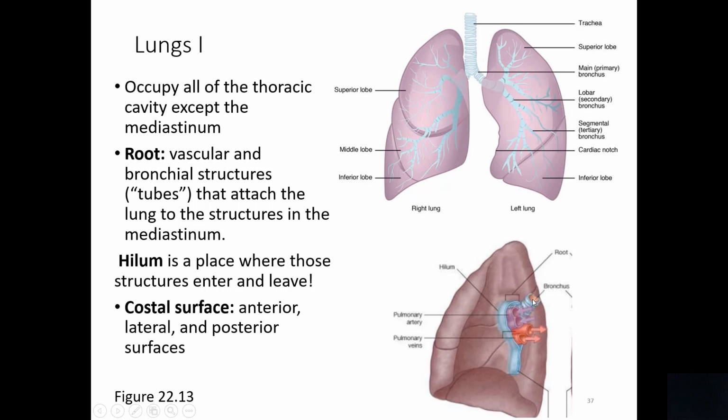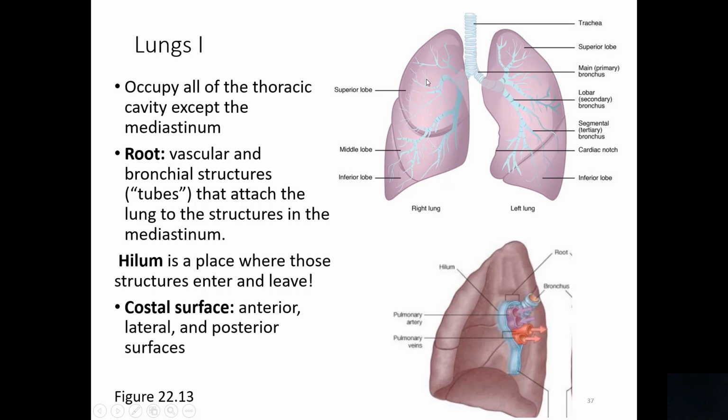That will be a bronchus, there will be pulmonary arteries, pulmonary veins. All of them together, that bundle of tubes going in and out of the lungs, we call it root. That place on the lung where those tubes enter and exit is called hilum.